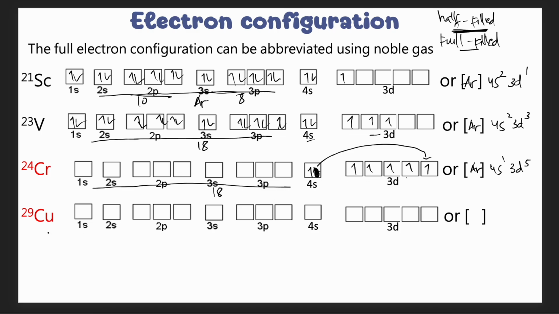All right, for copper 29. So this 18, we need 1, 2. So we need how many? 7. So 18. So 29. Okay, we need 11. 1, 2, 3, 4, 5, 6, 7, 8, 9, 10, 11.